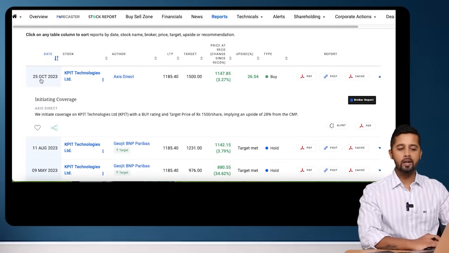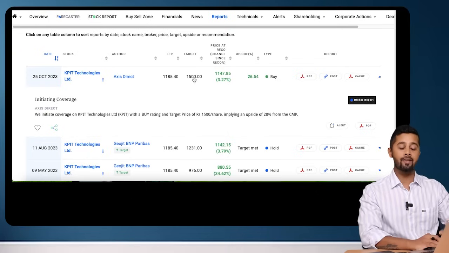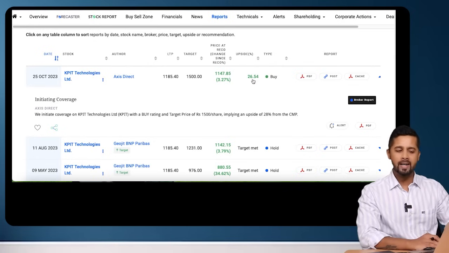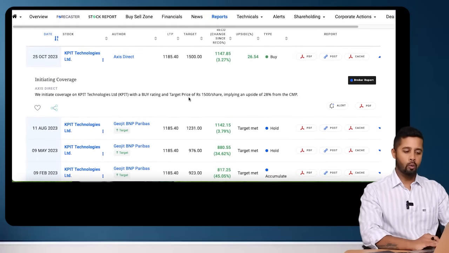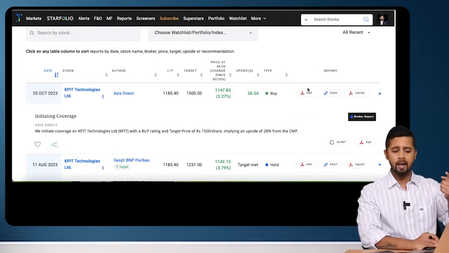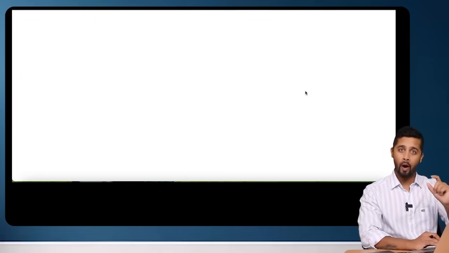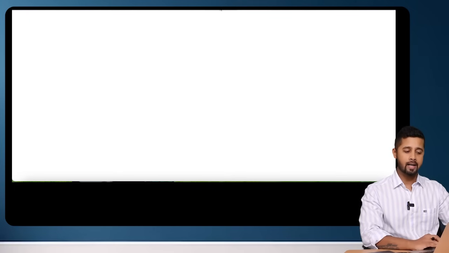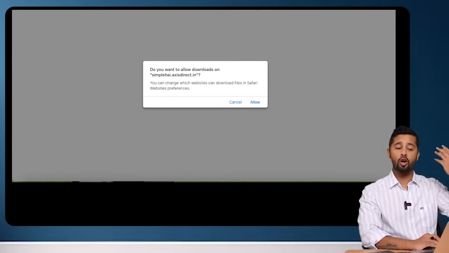So the last report that was published on KPIT was on 25th October by Axis Direct, where it has given a target of 1500. Currently it is at around 1200, so a 25-26% upside from Axis Direct. Likewise, you will have a lot of other brokerage houses giving targets. The interesting aspect here is not to look at the targets, but the PDF, where the brokerage house will give the reason for it, why they are bullish, or why they are underweight, right? So that gives a very good understanding and helps in building your thought process.